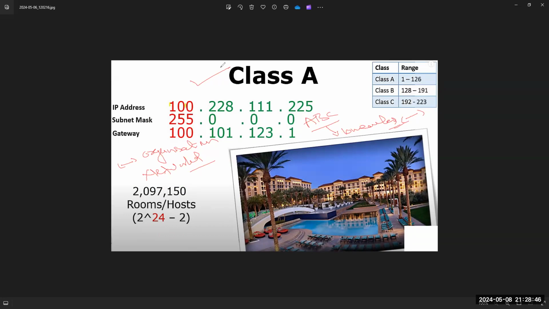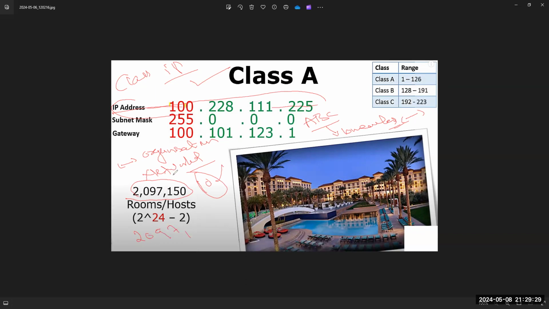Suppose I am using this class A kind of IPs for my organization where I have only 10 members, right? So I'm using 10 hosts, you can say, right? Now, within this, if I have created this many IPs, I can create my hosts up till these numbers, but I am using only 10 numbers, right?